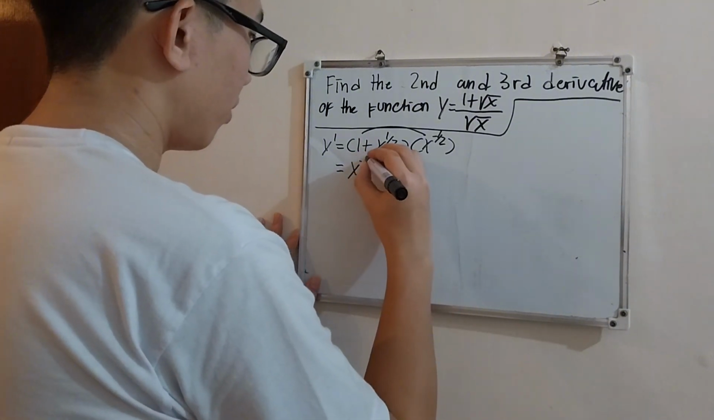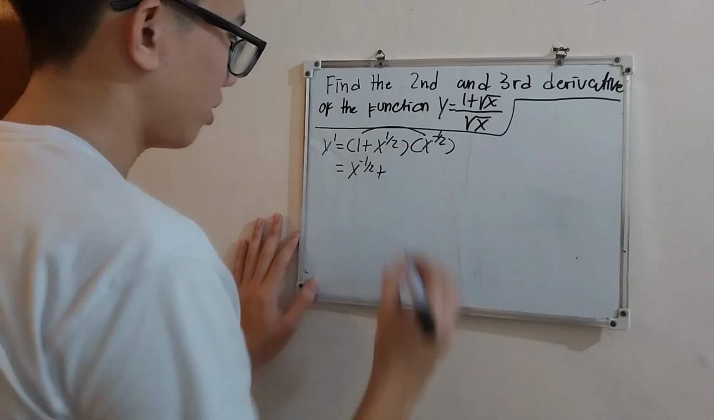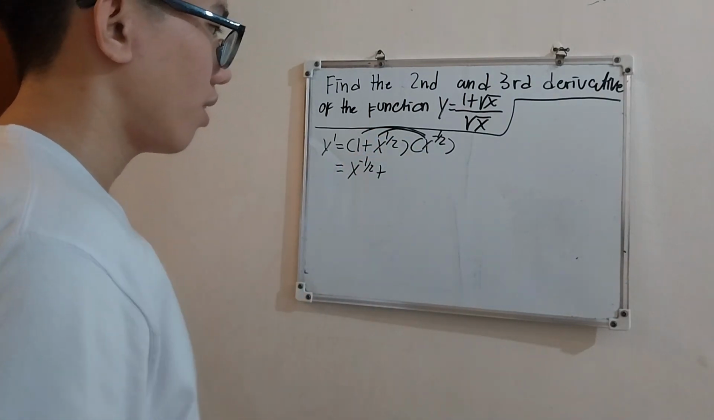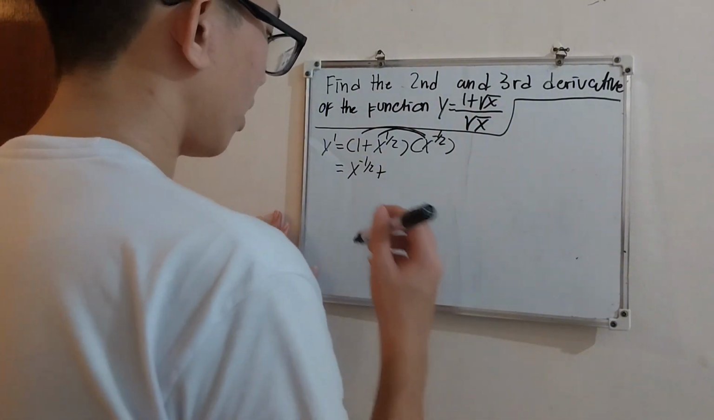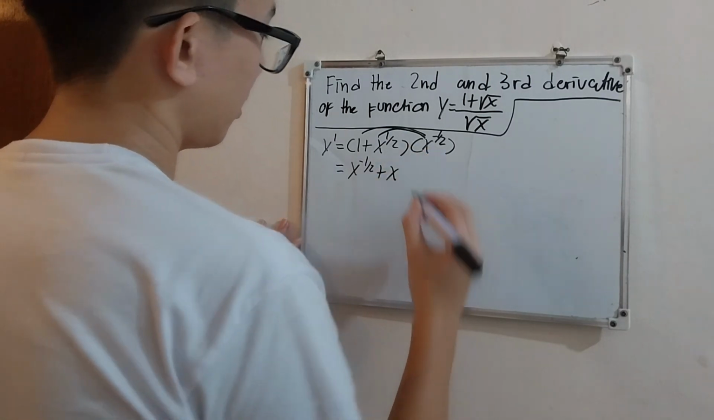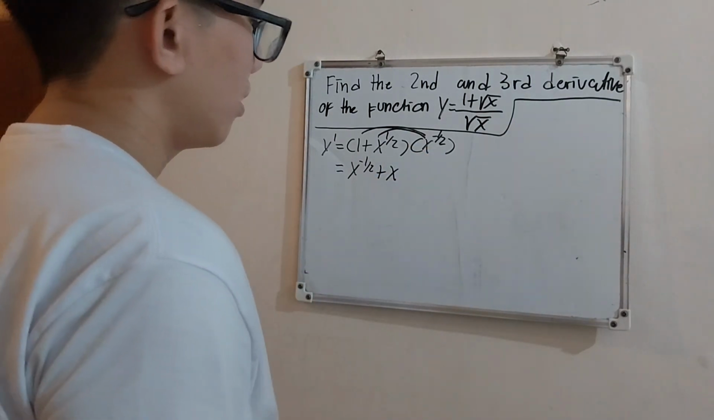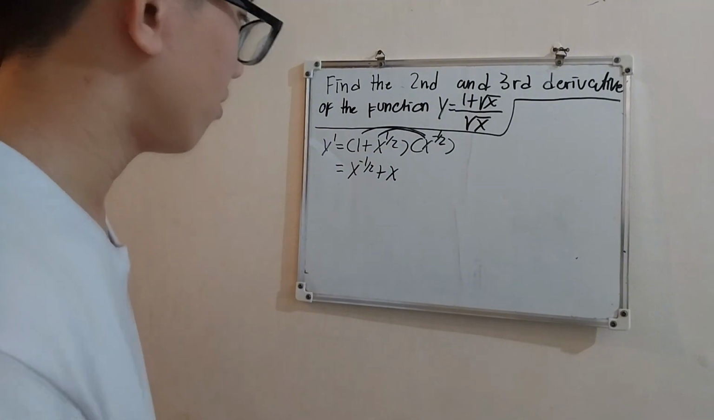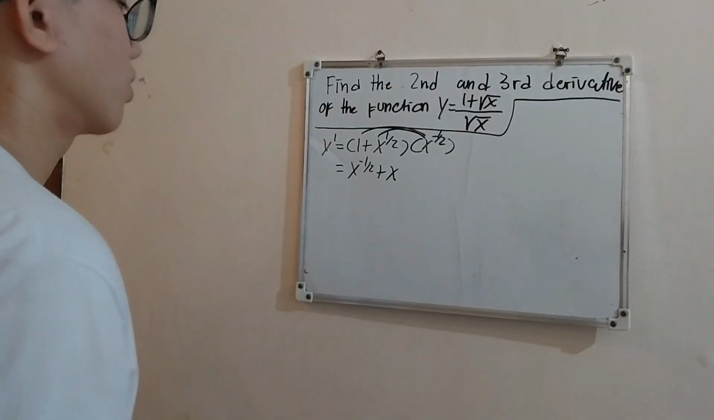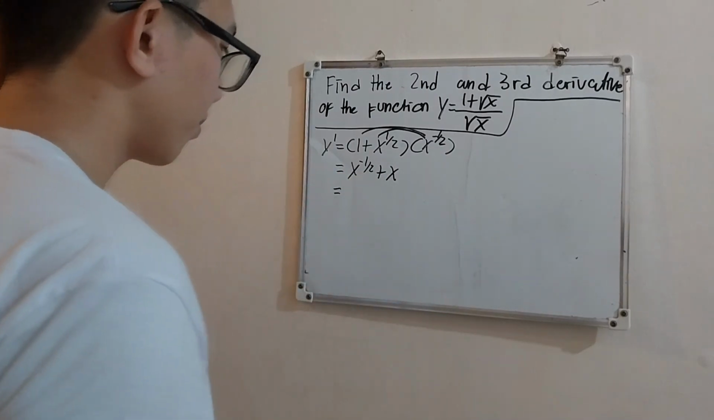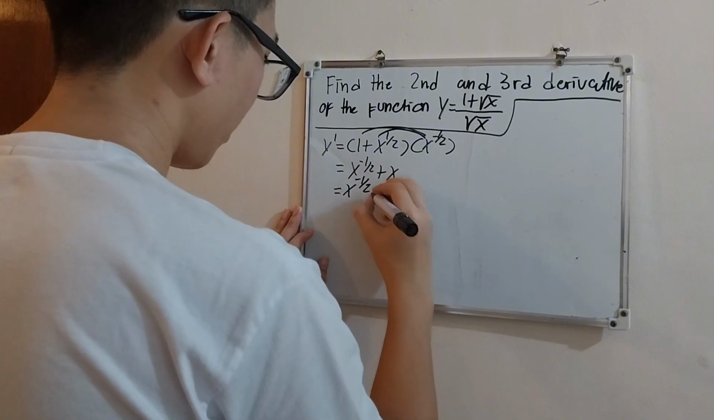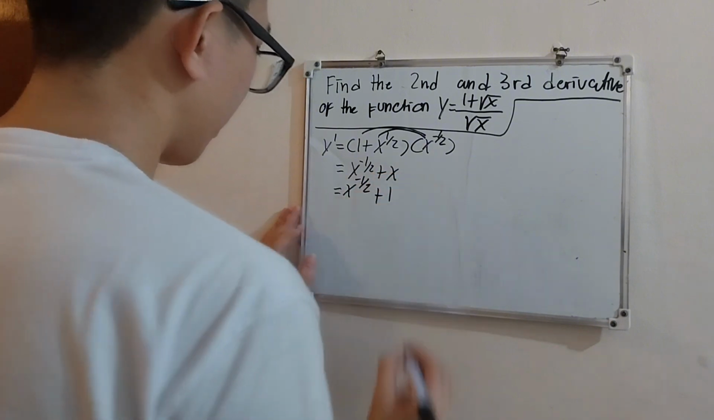x to the negative 1/2 plus x to the 1/2 times x to the negative 1/2 is equal to just x to the 0, since the positive 1/2 and negative 1/2 is equal to 0. So it equals, bring down x to the negative 1/2 and 1.